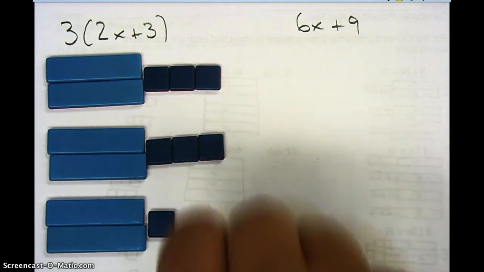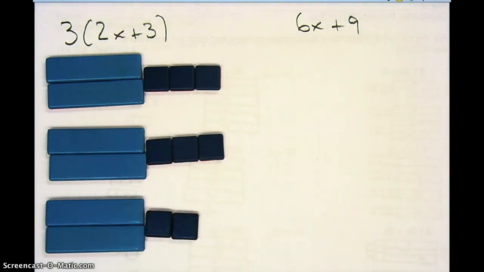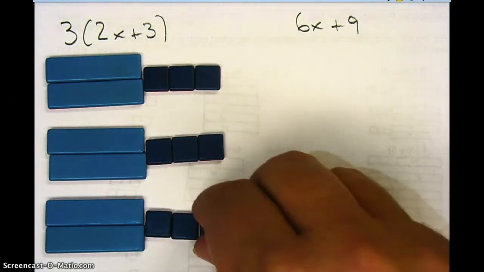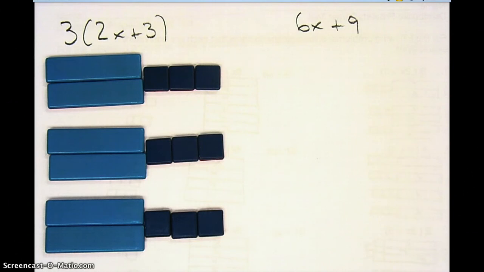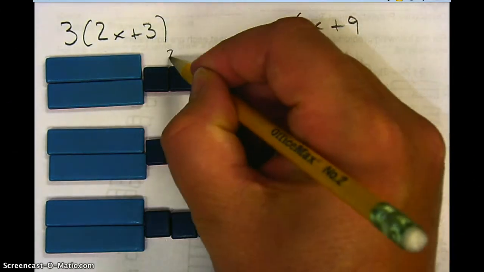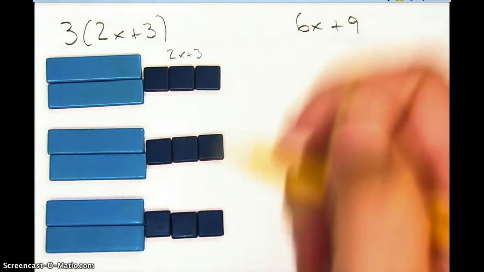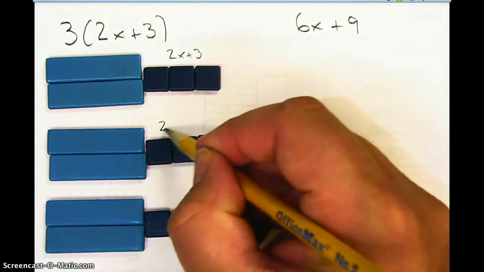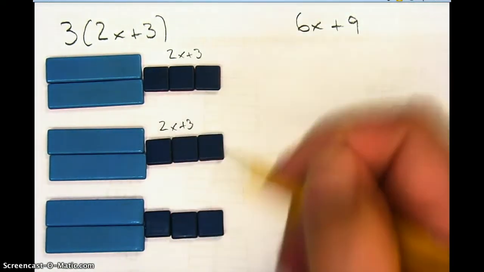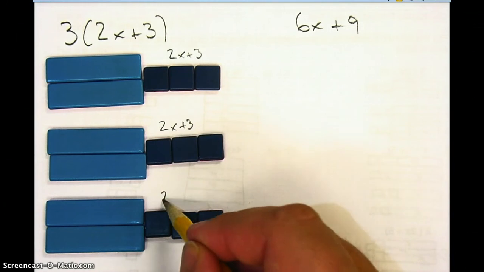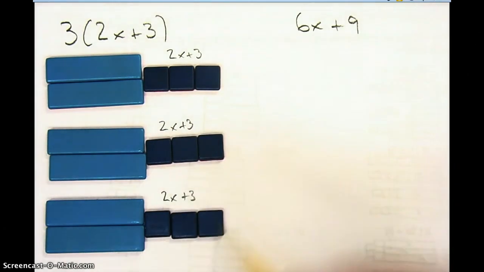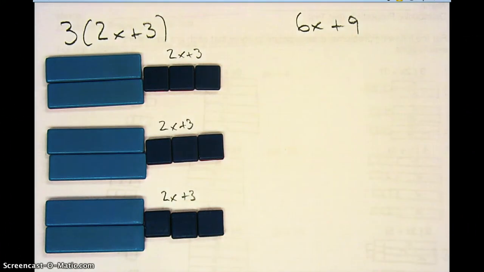plus 3. So if I group the algebra tiles like this, I can clearly see that I have 3 2x plus 3's. Here's one 2x plus 3. Here's a second 2x plus 3. And here's my third 2x plus 3. So I have a total of 3 of those 2x plus 3's. What I need to show is that's the same thing as 6x plus 9.